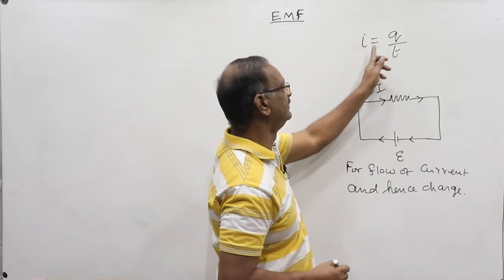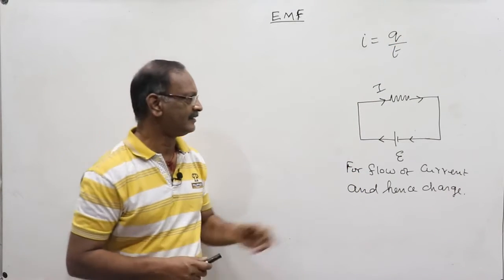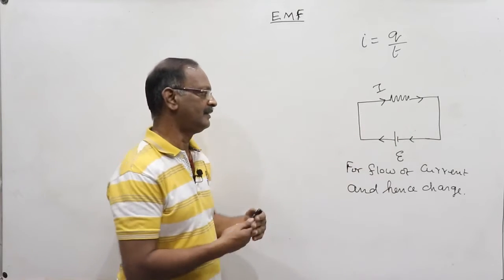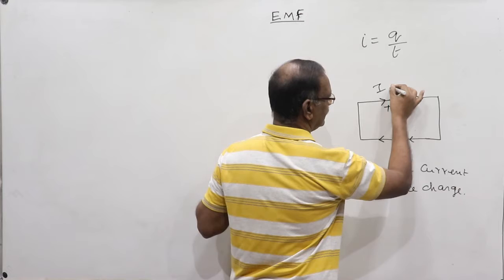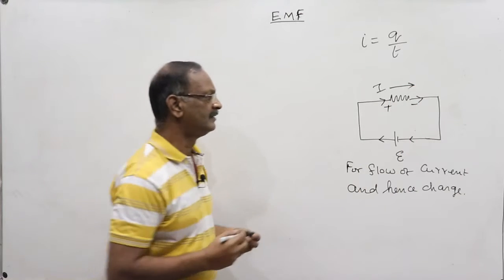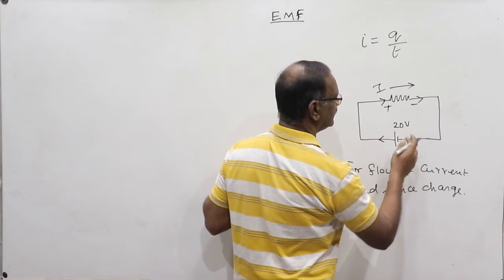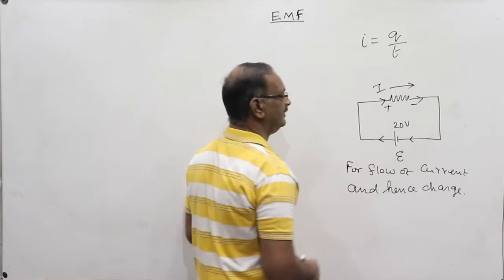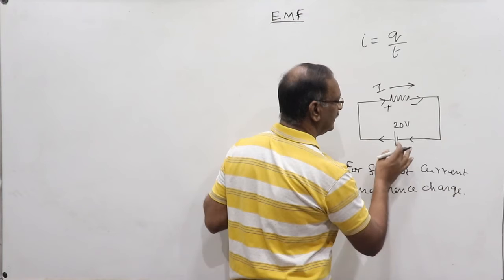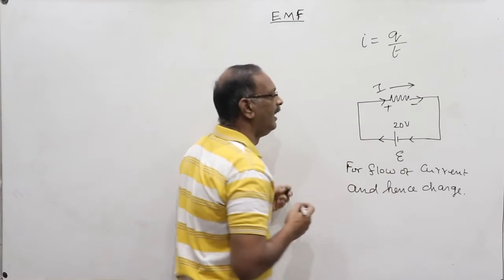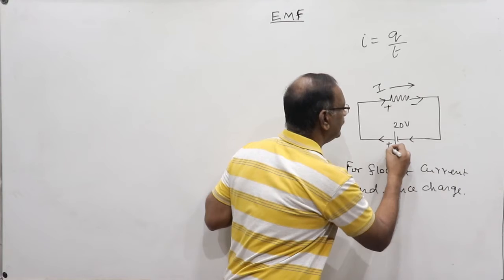From the relation it is understood, charge flowing means current is flowing. So through this resistor, it should be at a higher potential. This is positive side and this is negative side. Current is flowing this way. Because this is 20 volt, there is a potential difference between this point and this point of 20 volt. It means this point is 20 volt less than this point, or this point is 20 volt more than this point. This is positive side and negative side.